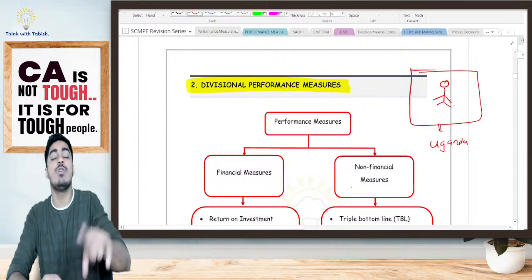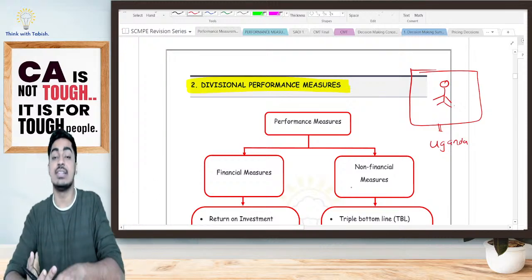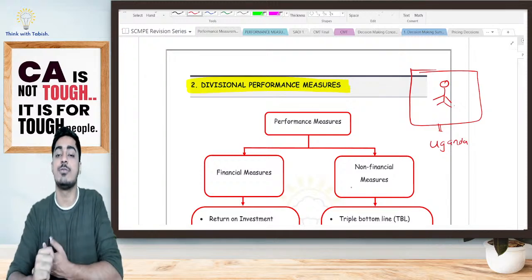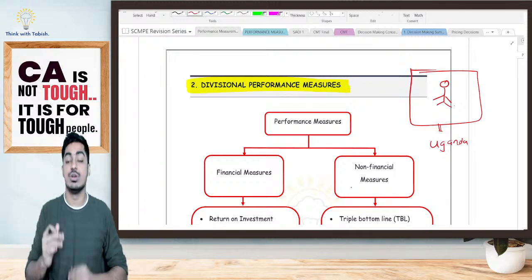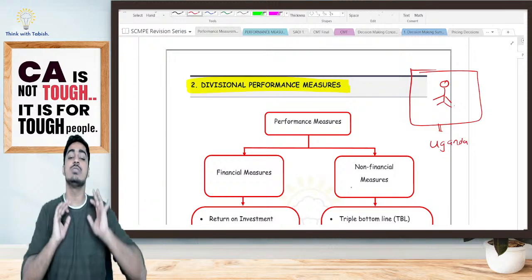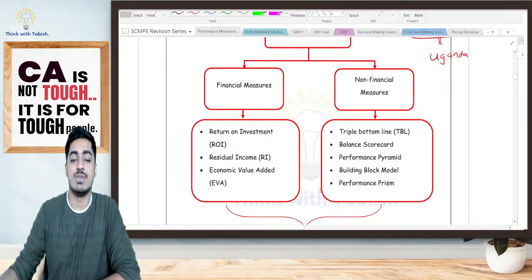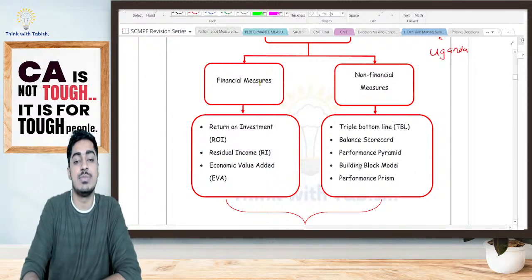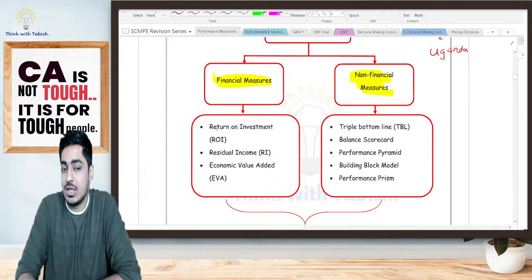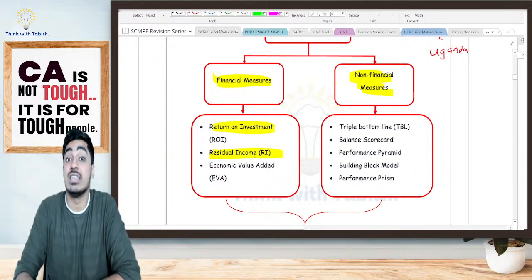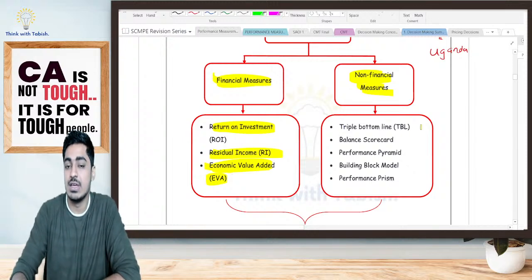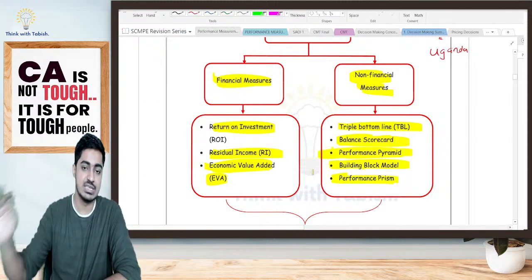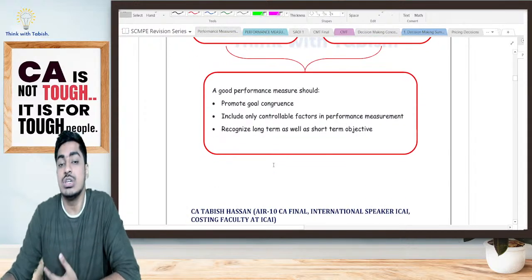Now we have to see how well he has performed. Whether he has achieved the target, exceeded the target, is overperforming or underperforming. Now how do we see? We can see based on financial measures, and also based on non-financial measures. How do we evaluate the performance is what is explained here. We have financial measures and non-financial measures. Financial measures are three: return on investment, residual income, and economic value added. Non-financial measures, we have five: triple bottom line, balanced scorecard, performance pyramid, building block model, and performance prism. Now we are telling how a good performance measure should be.